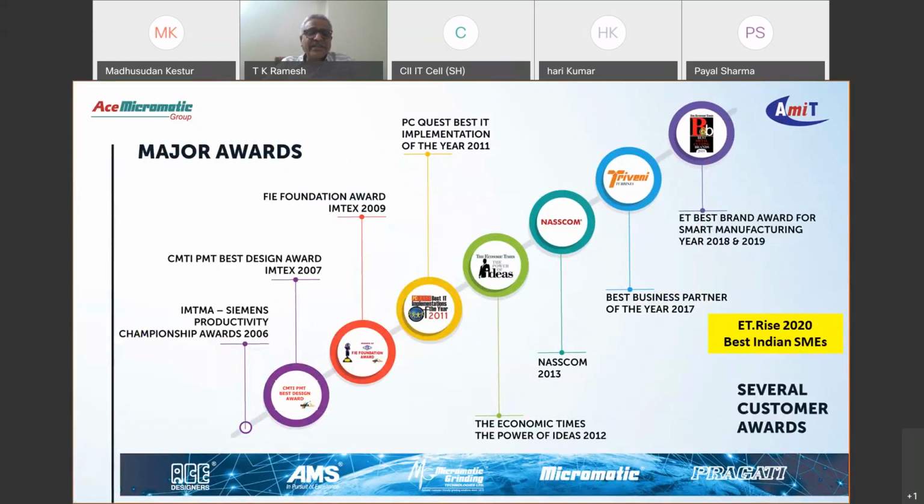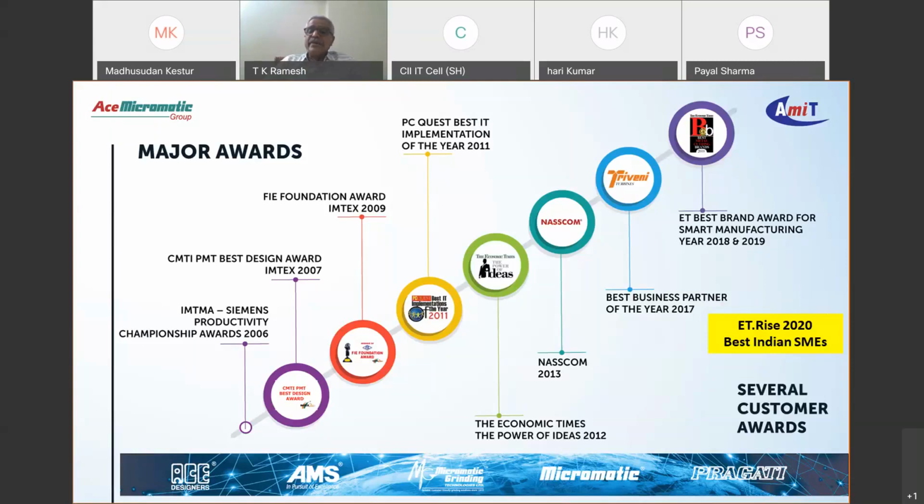Like I mentioned, credible associations, credible publications like the CMTI, IMTMA, Siemens, and FIE Foundation awarded us right in our inception early days of 2006, 7, 8, and 9. And there has been a series of awards, not only from such august industry bodies and associations, but also from many of our customers with whom we have partnered to give them solutions that help them grow their business.